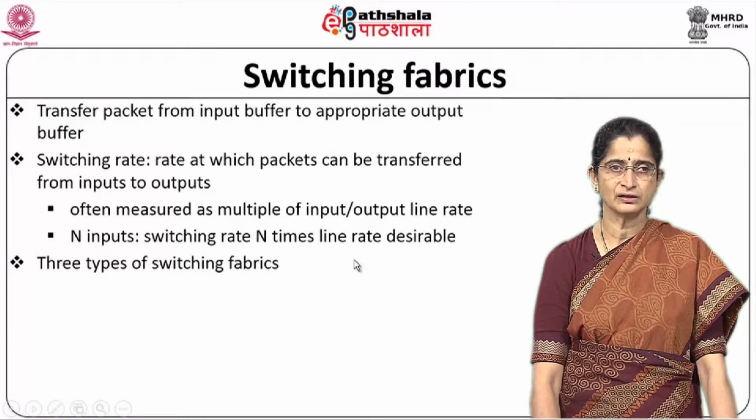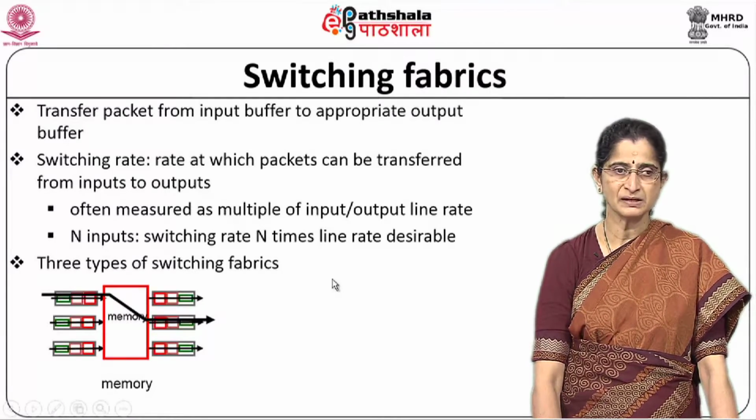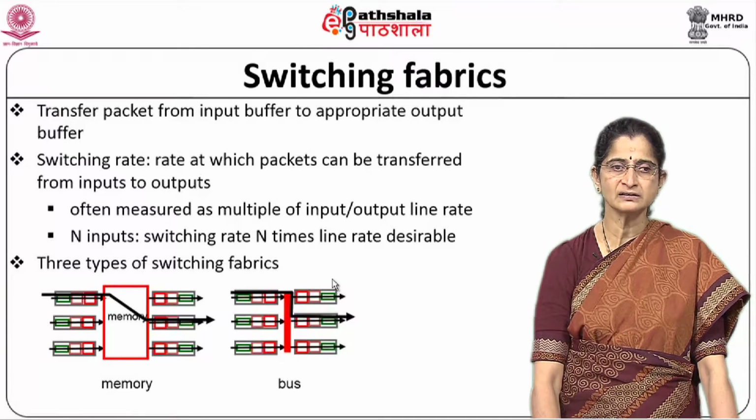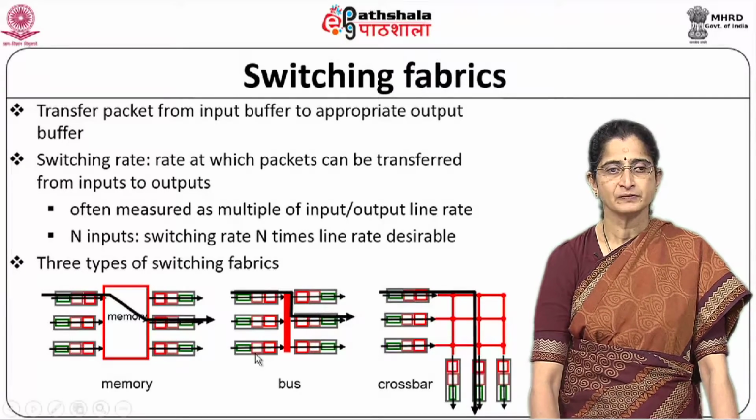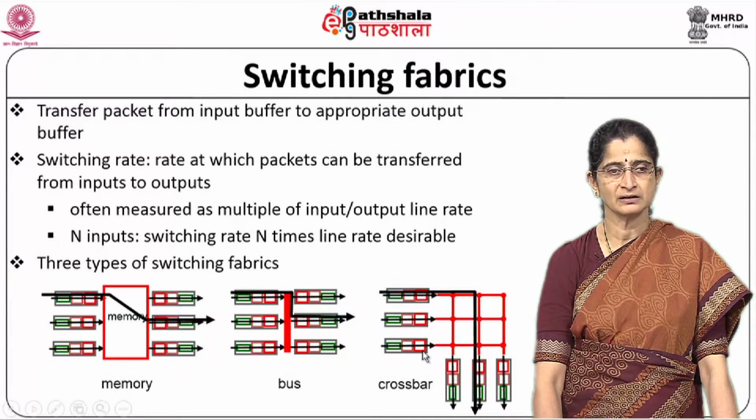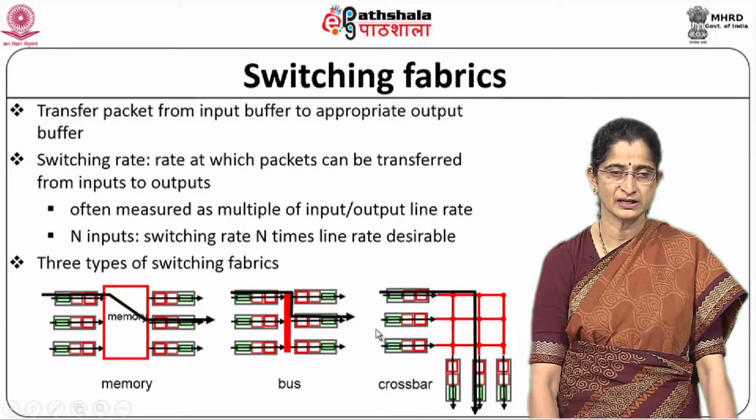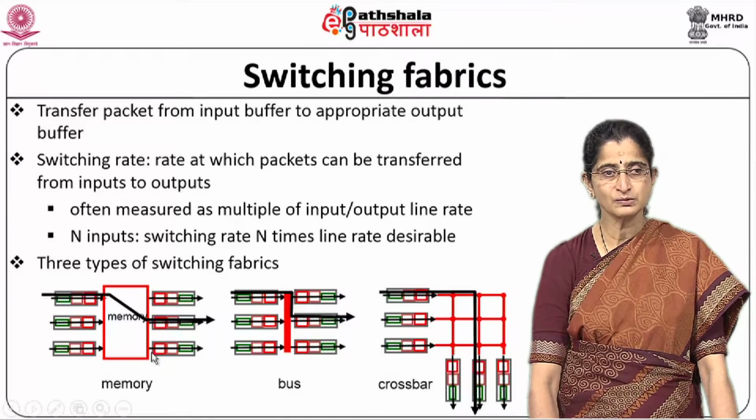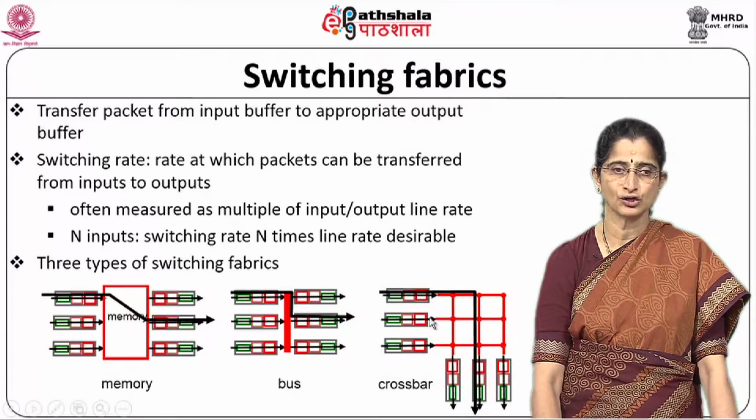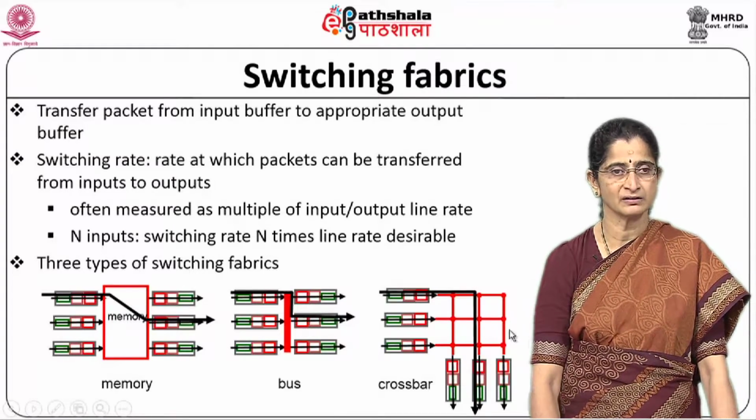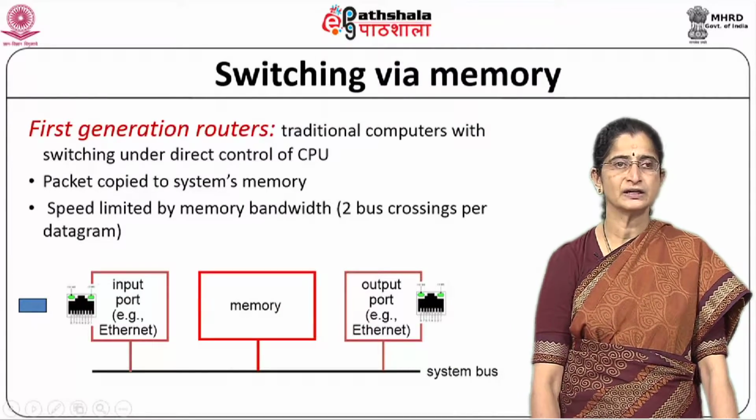Now, commonly used switching fabrics are of three types. One is a memory based switching fabric, another is a bus based switching fabric, and another is a crossbar kind of technique. These more or less reflect the evolution that has taken place with respect to how these switches are designed. The earlier systems were memory based, later they were bus based, and now mostly you have crossbar or other hardware switches used for constructing these switching fabrics. Let us look at each of these one by one.